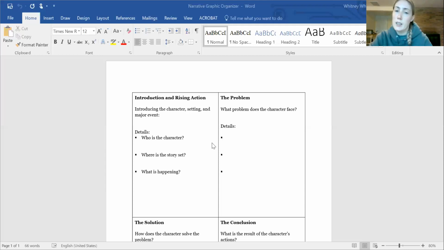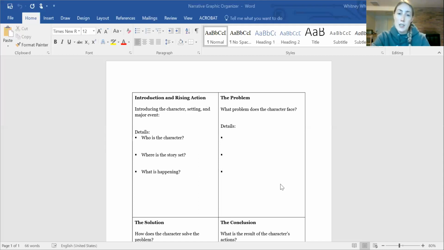So what that looks like is you are going to have an introduction. This should look really familiar because it was in our animal defenses unit. But in the introduction, you're going to introduce the character, setting, and a major event. So who is the character? Where is the story set? What is happening in the story?